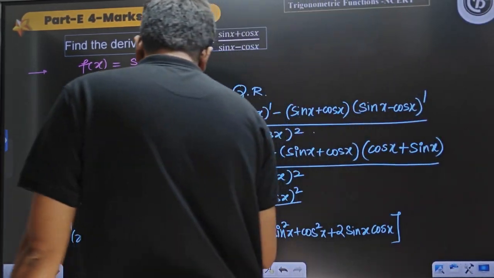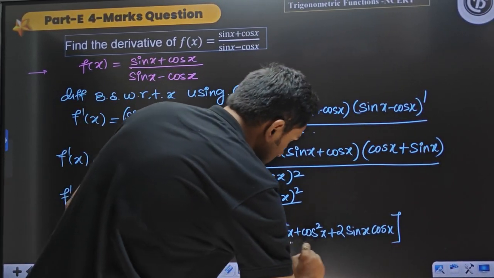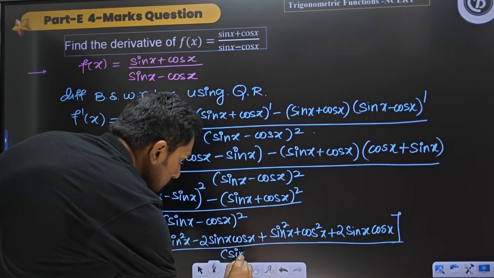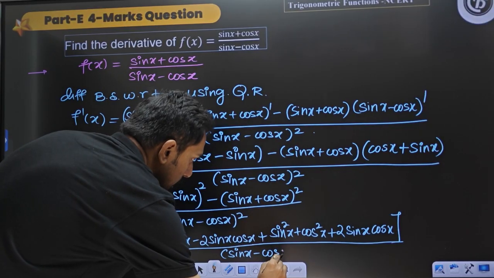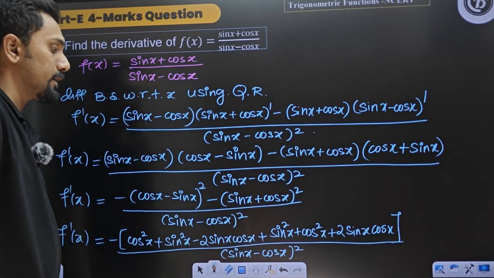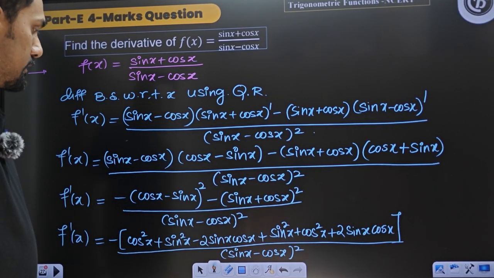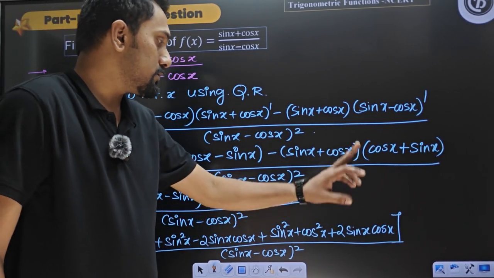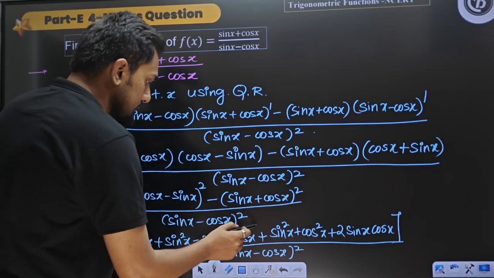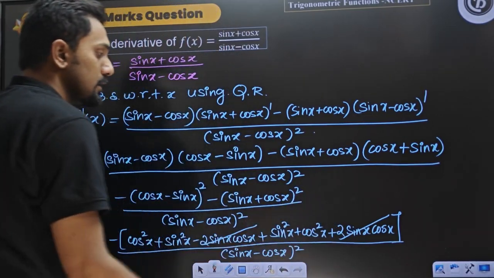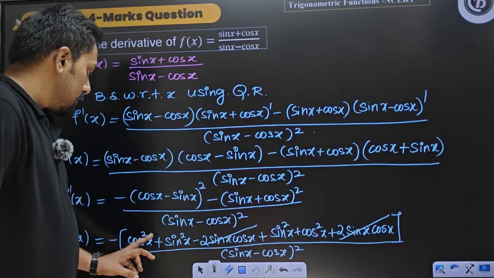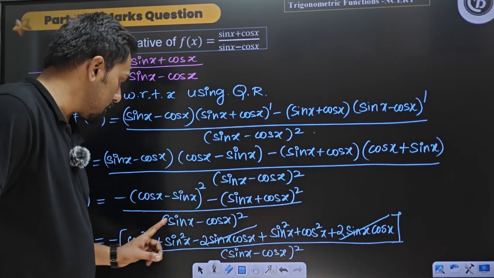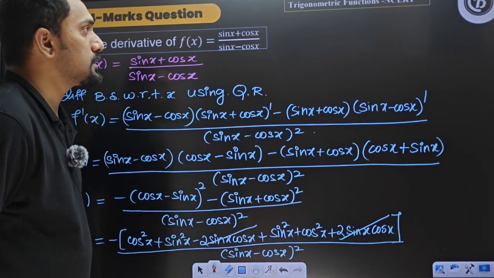In the denominator, we will write what is there in the denominator? Sin x minus cos x whole square. Okay. You can see here minus 2 sin x cos x and plus 2 sin x cos x get cancelled. These two terms get cancelled. Sin square x plus sin square x becomes 2 sin square x. Cos square x plus cos square x becomes 2 cos square x.